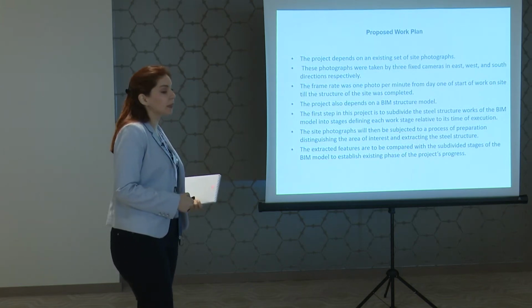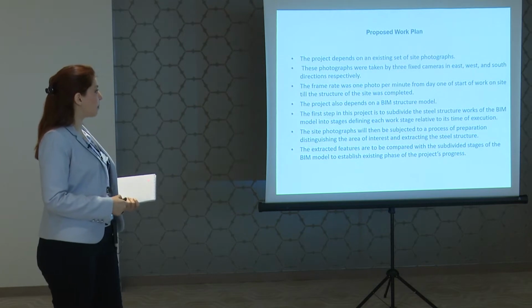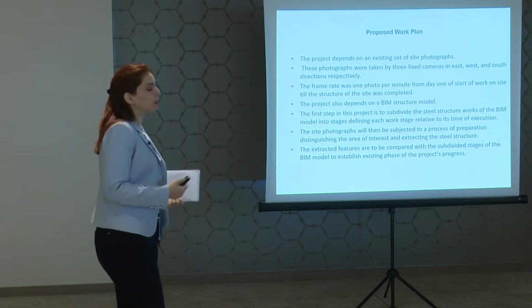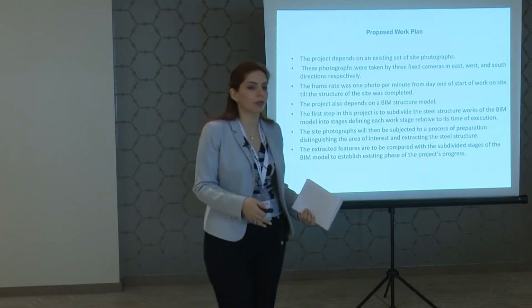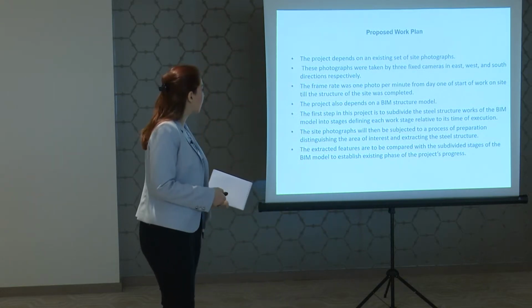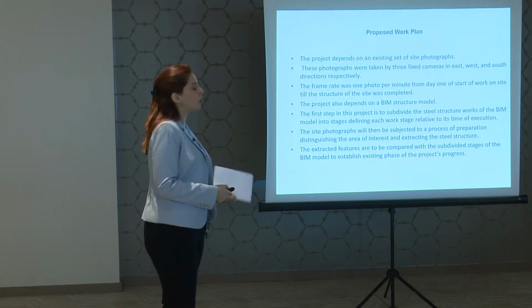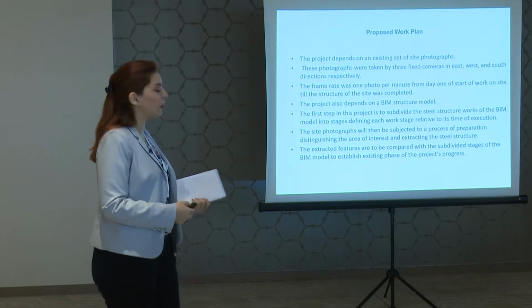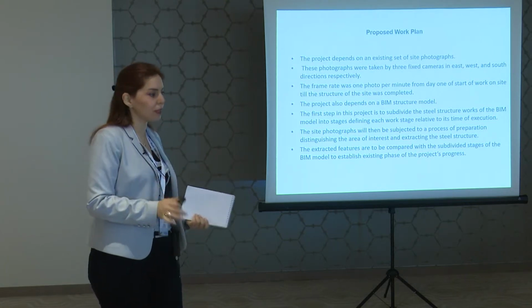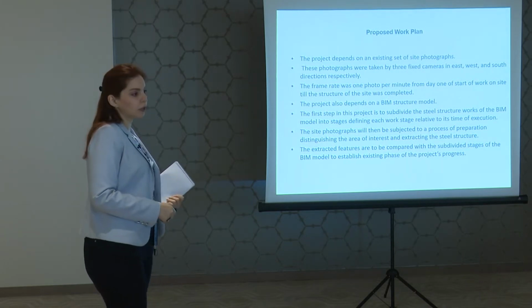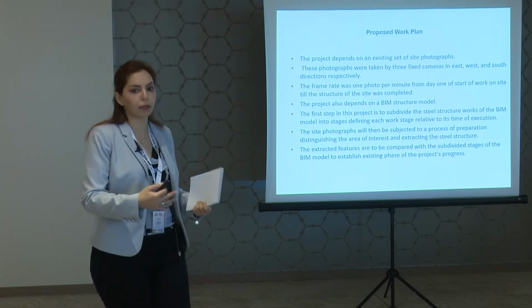So we need real images. The project depends on an existing set of photographs. In my case study, these photographs were taken by 3 cameras. It depends; you can choose even more or fewer, depending on the project. And the frame rate was 1 photo per minute. Again, that can be adjusted. In the case study, 1 photo per minute was suitable and convenient. Also, this project depends on the BIM structure model, the building information model. Otherwise, we won't be able to compare and guess the stage.